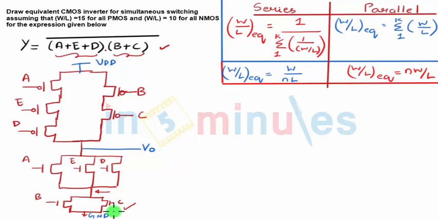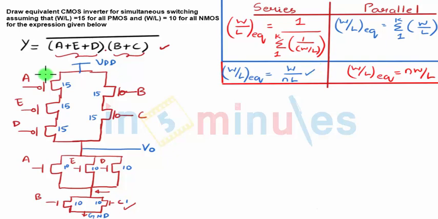Now we have been given in the question that W by L for all the PMOS's is 15, and for all the NMOS's is 10, and we have to draw an inverter equivalent. Remember, we studied series and parallel laws, in which we said that if W by L is the same for all my series transistors, then my equivalent transistor replacing all the series transistors would have W by L divided by N, N being the number of transistors.